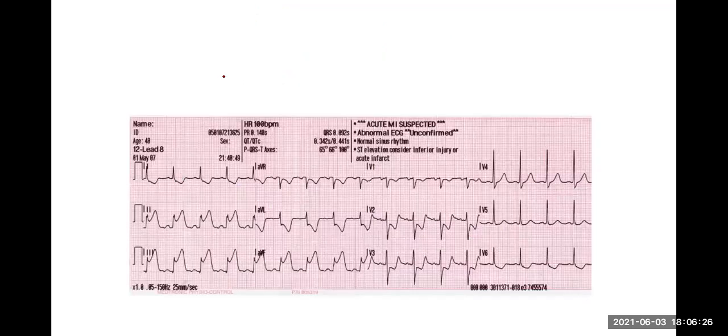Now then, where is the MI in this one? I'll give you a few minutes to have a look at this.